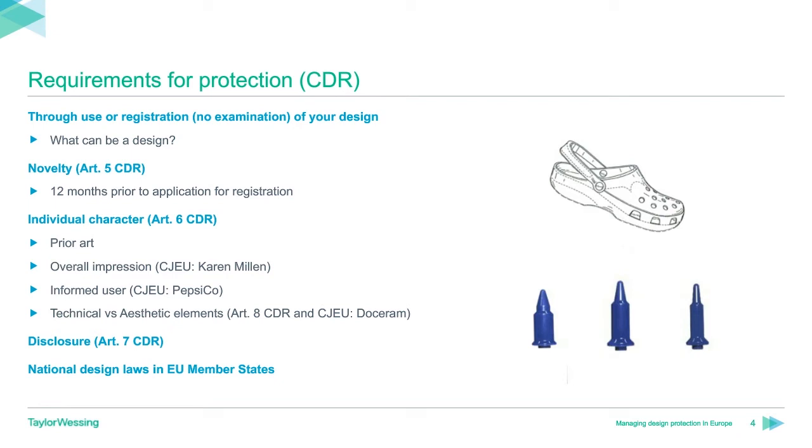Secondly, a design has to have individual character in order to be valid. A design has individual character if the overall impression it produces on the informed user differs from the overall impression produced on the informed user by already existing designs. And when assessing if a design has individual character, the freedom of the designer has to be taken into consideration.